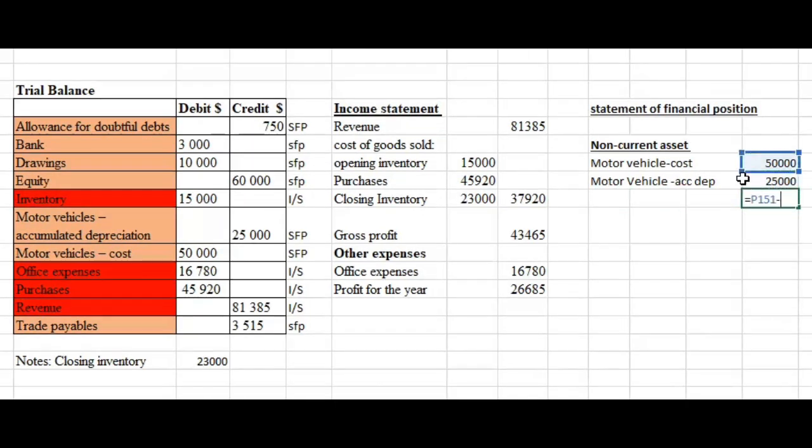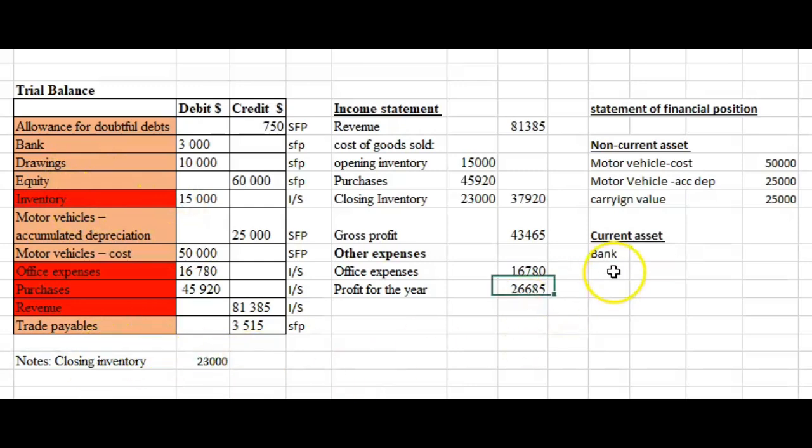We then deduct the accumulated depreciation from the cost to calculate the carrying value. Here, the calculation is 50,000 minus 25,000 equals 25,000. This means the carrying value of the motor vehicles is 25,000. The amount that appears in the statement of financial position is the carrying value. Next, current assets, the assets that remain with the company for less than 1 year.